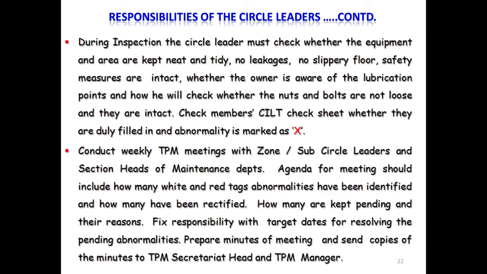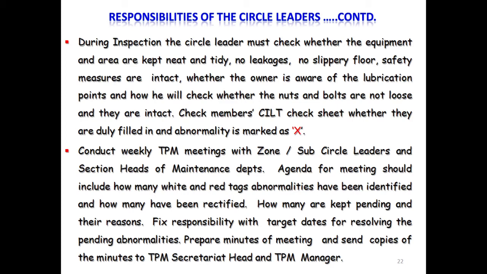Conduct weekly TPM meetings with zone and sub-circle leaders and section heads of maintenance departments. The agenda for the meeting should include how many white and red tag abnormalities have been identified, how many have been rectified, and how many are kept pending with valid reasons. Fix responsibility with a target for resolving pending abnormalities. Prepare minutes of the meeting and send copies to the TPM Secretariat Head and TPM Manager.